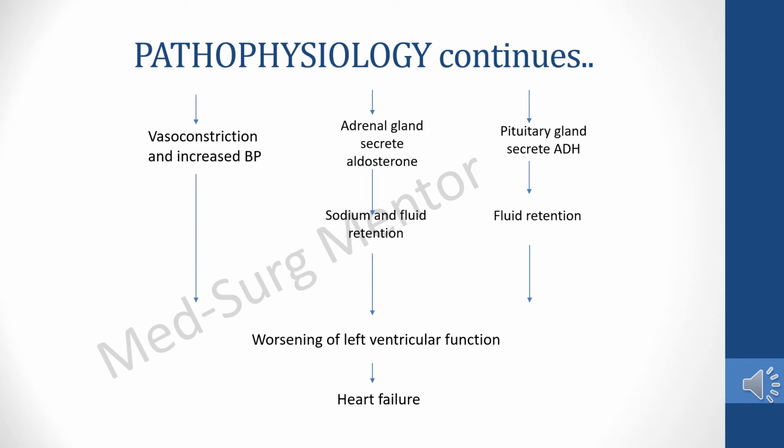In the next stage, angiotensin 2 acts on the adrenal gland, secreting the hormone aldosterone. Aldosterone helps in sodium and fluid retention. At the same time, it acts at the pituitary gland, which secretes antidiuretic hormone. It helps in fluid retention. Ultimately, it increases the workload of the heart and causes worsening of the left ventricular function, which is leading to heart failure.